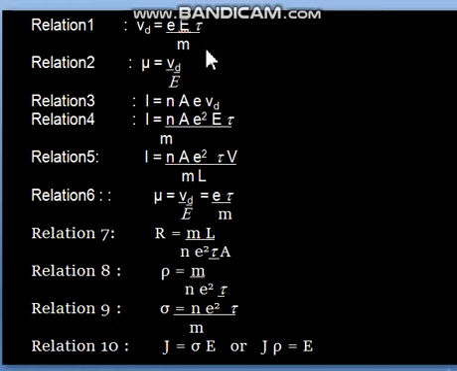Very easily let us revise. vd = eEτ/m. Learn this first formula. Mobility μ is vd/E, second. The third relation is I = nAe vd. Till here we have derived. After that there are replacements. In nAe vd, put the vd formula here and you will get this answer. Then when the electric field is replaced by voltage over length of the conductor, you will get this formula.